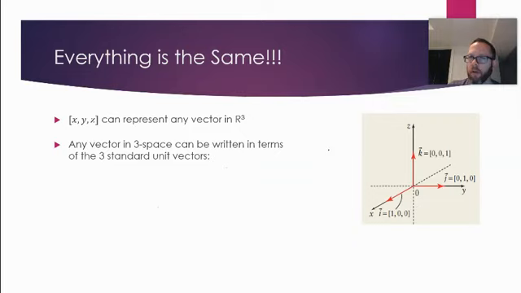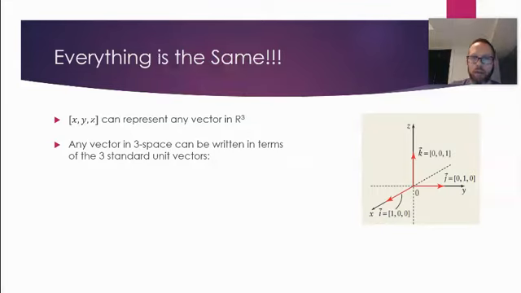What about all our properties, operations? It's all basically the same. So x, y, z can represent any vector in R3. It covers all the bases, allowing negative x values, negative y values, negative z values. You can get anywhere in R3 using this notation.